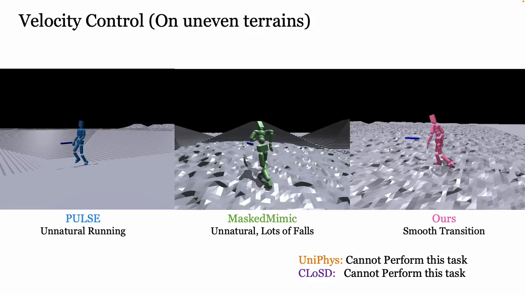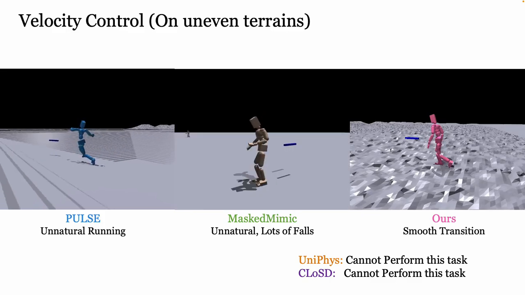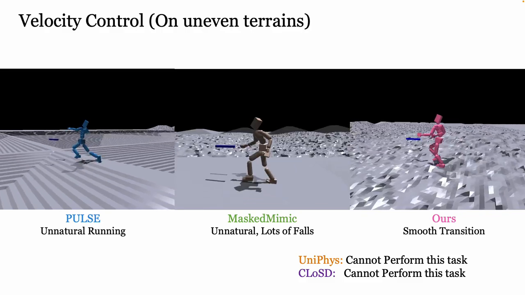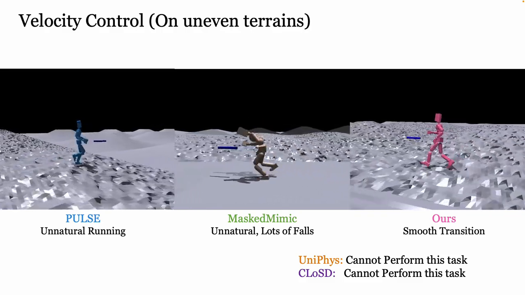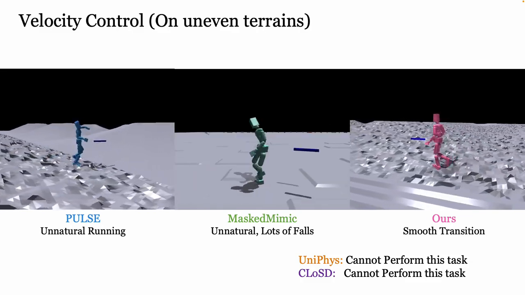Furthermore, our framework generalizes effectively to unseen, uneven terrains. In contrast to PULSE and MaskedMimic, our method ensures smooth transitions during dynamic speed adjustments, such as decelerating from a fast run to a slow walk.